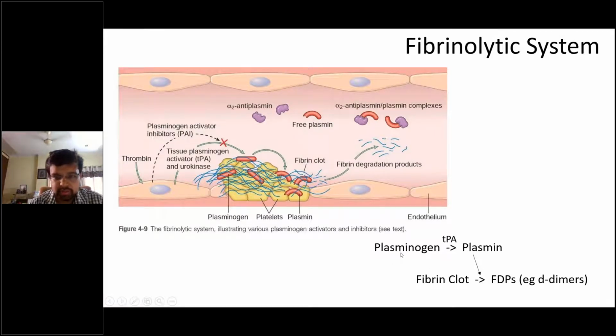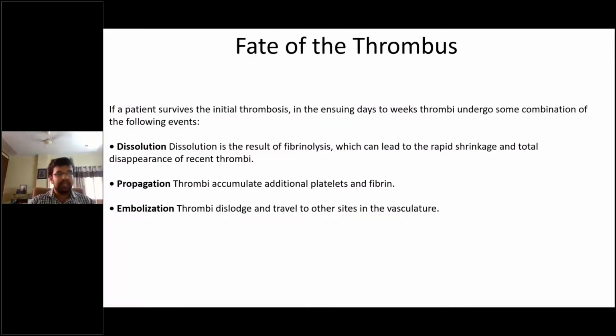So basically the plasminogen, with the help of tissue plasminogen activator, gets converted to plasmin, and this plasmin cuts the fibrin clots and forms fibrin degradation products. A very good example of fibrin degradation products, FDPs, is D-dimers. The relevance of D-dimers we'll be studying later, but here you just remember that the fibrinolytic system basically comprises the plasminogen and the plasmin, breaking fibrin clot into FDPs, for example D-dimers. So this is the important fate of the thrombus, that the thrombus gets dissolved and rapid shrinkage occurs.